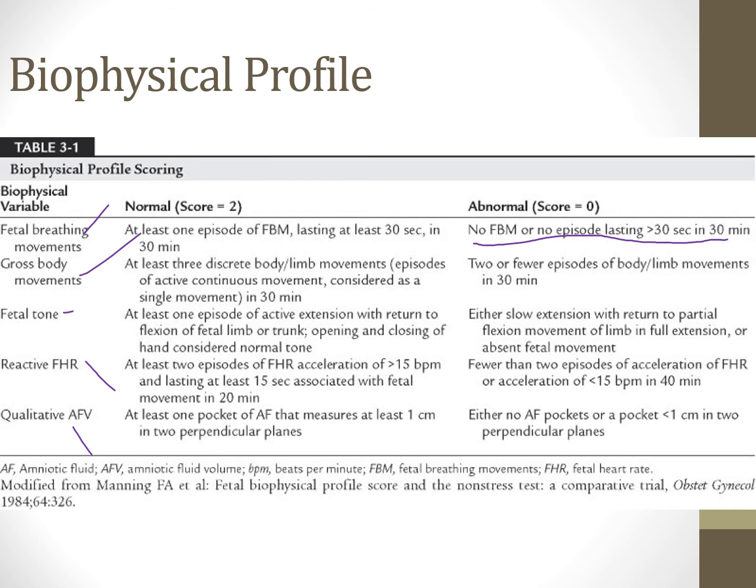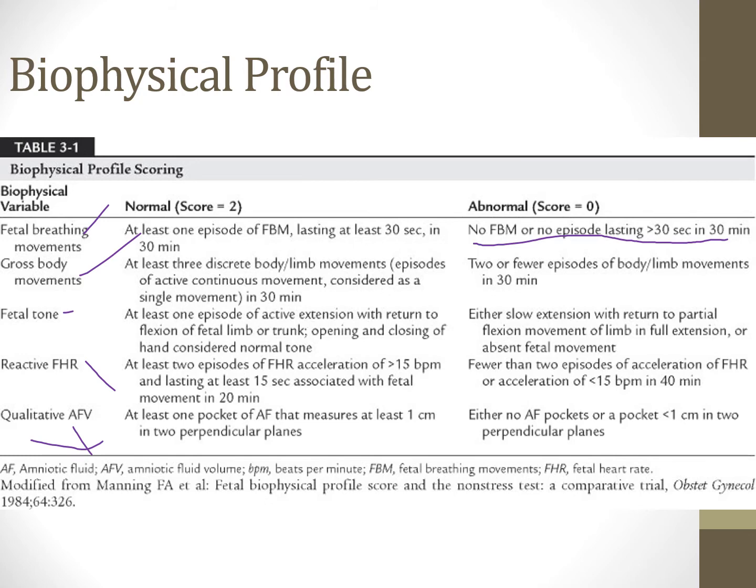That's a bad sign because each one of these is scored 2 for perfect. So a perfect score, 2, 4, 6, 8, 10. A perfect score is 10. And if they tell you the score is like a 6, something's going downhill. Some of the deliveries, the emergent C-sections we've had to do are babies that had very poor biophysical profiles.